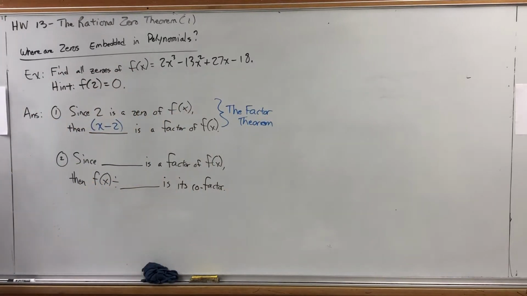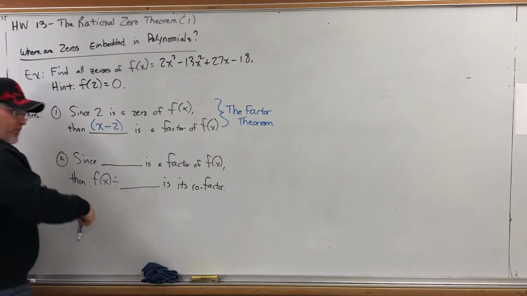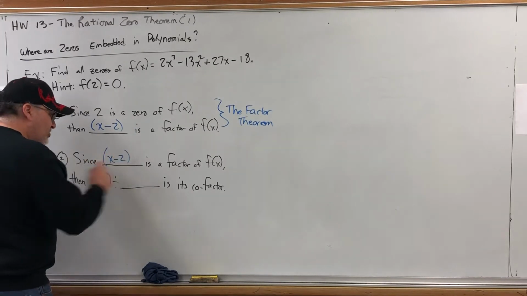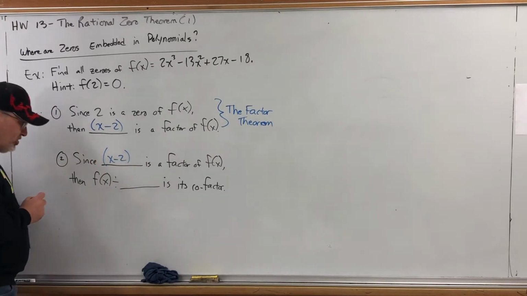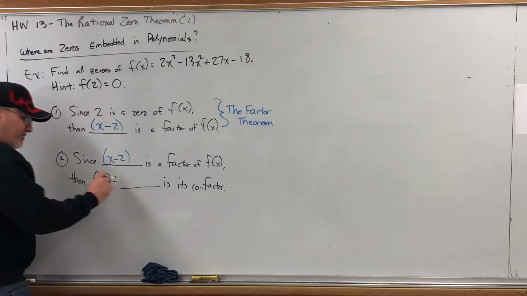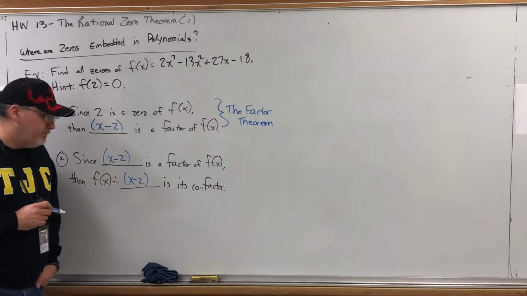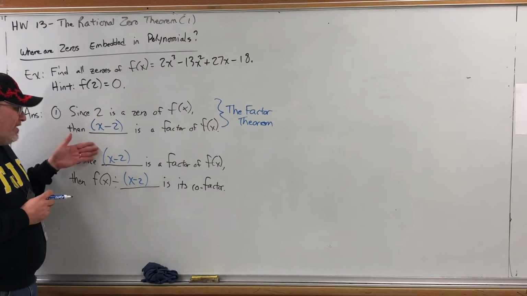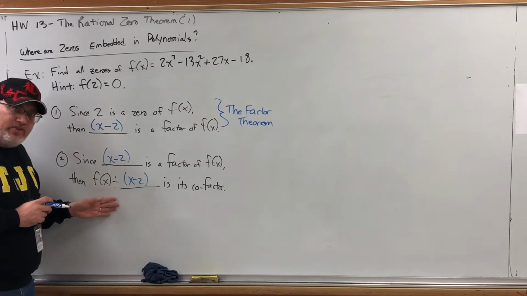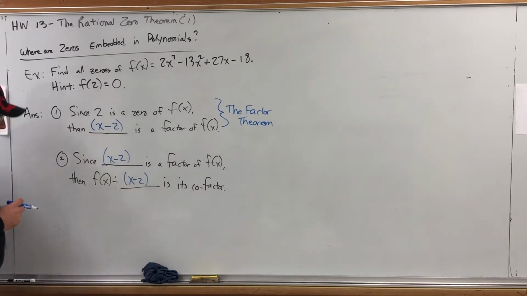So what does this get us? Well, the rest of these blanks are all the same. Since x minus 2 is a factor of f of x, then the function divided by x minus 2 is its cofactor. In other words, anytime we have one factor, there's another factor that goes with it, and you can find it by doing a division problem. So let's do that division problem.